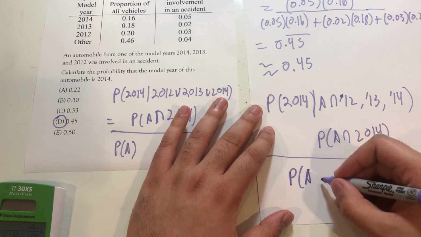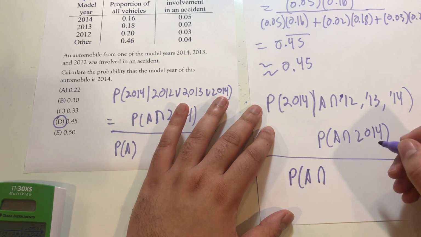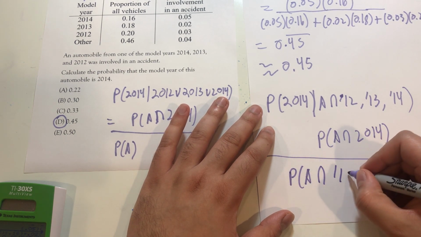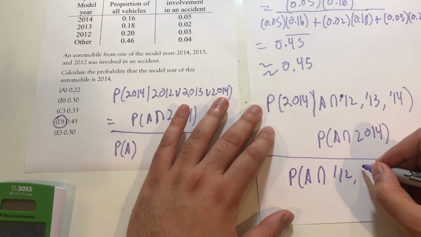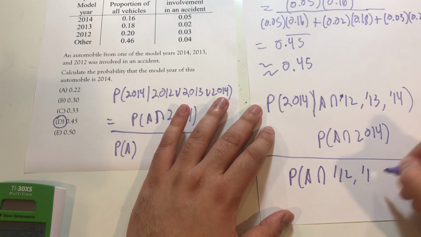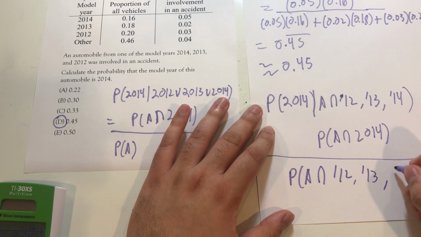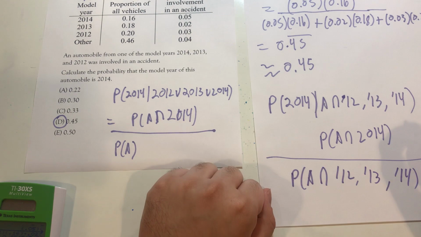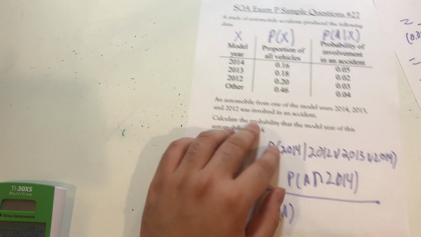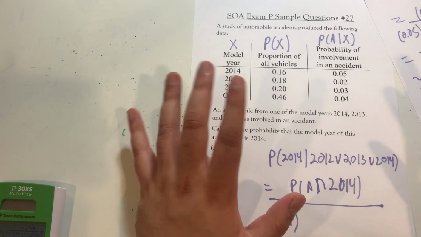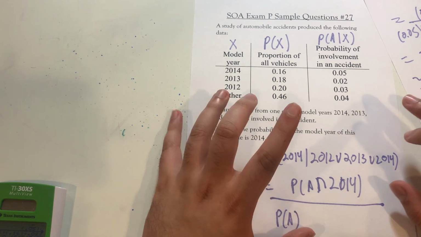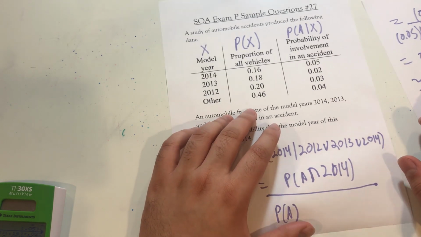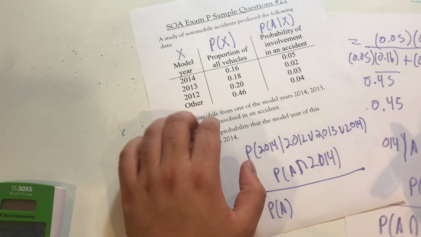Probability of being in an accident and being from one of the following years, 12, 13 or 14. Okay, and simple as that. You just use Bayes' theorem and you're just taking values from the chart. Nothing tricky about this. Hopefully that cleared up this question for anyone that might have been having trouble with it.